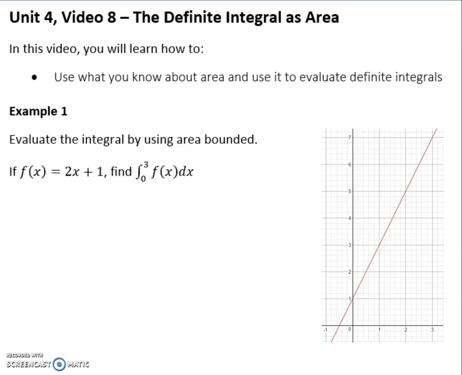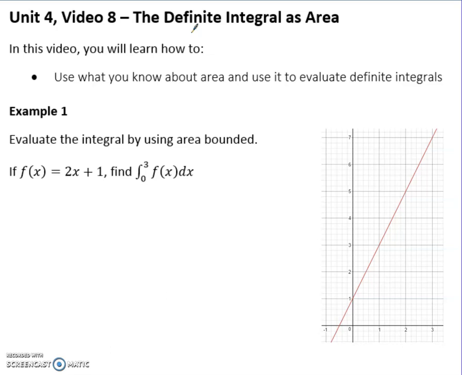All right, we're on video 8. This video is fairly short, but there's a lot of really good, important stuff that happens in each example. So make sure you're paying really close attention as I go through. This video is all about using the definite integral to find area, or talking about it in relation to area, which is kind of the whole point, right?